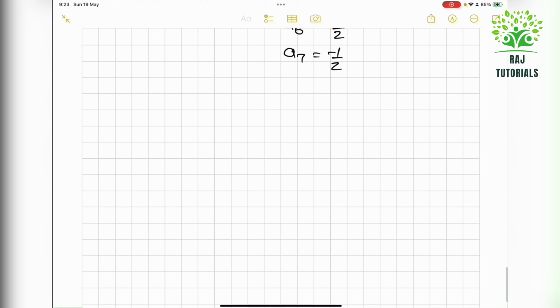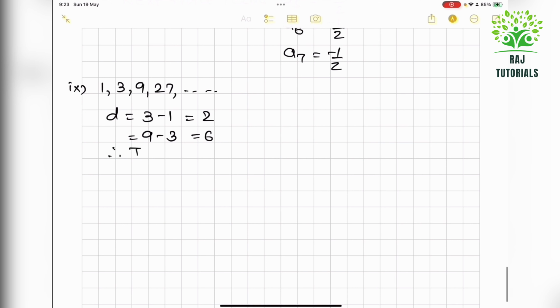Then ninth one, 1, 3, 9, 27, and so on. So D equal to 3 minus 1, that is 2, 9 minus 3, that is 6. So therefore it is not an AP, as D is not equal.